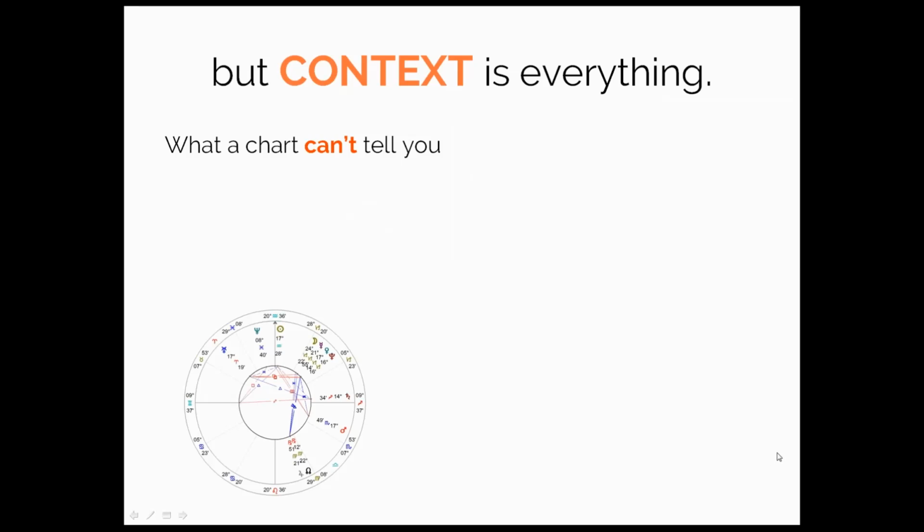But context is everything. And there's plenty that a chart can't tell you. If you look at a chart like the one I have down here, you can't even tell, is it the chart of a person, an event, a wildebeest? Because an astrology chart is just a snapshot of the sky at any given moment. And at any given moment, lots of different things are going on.